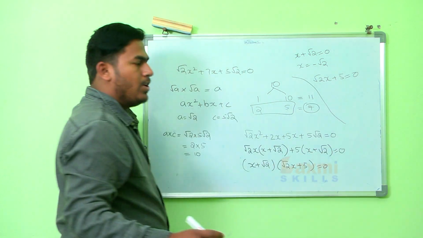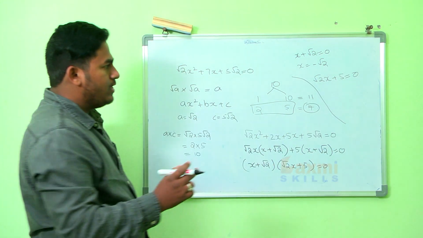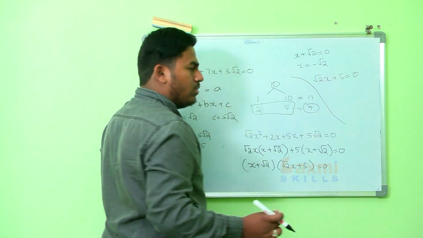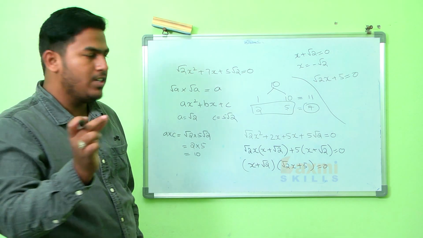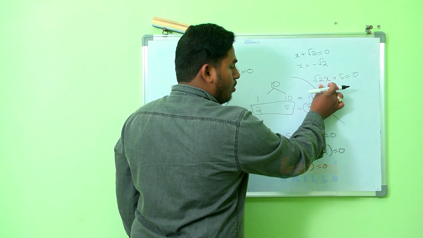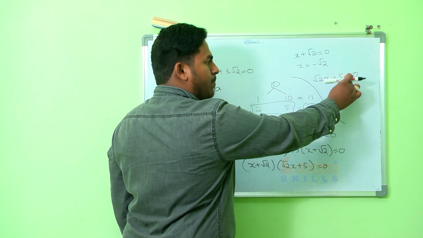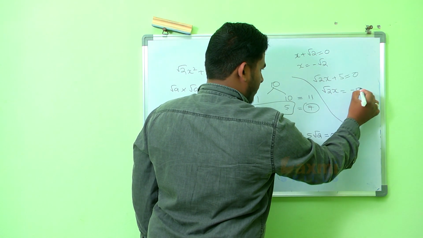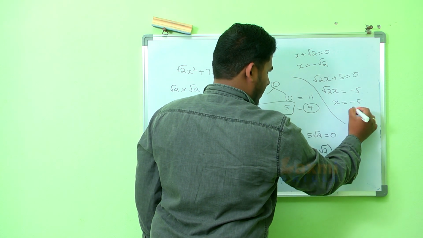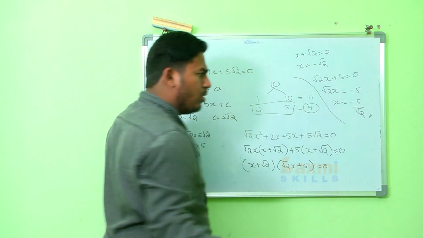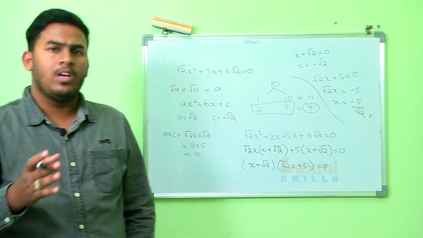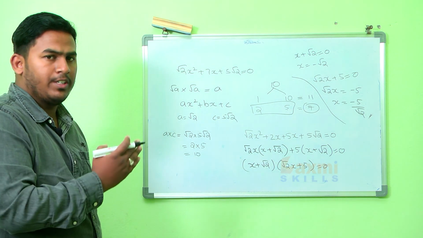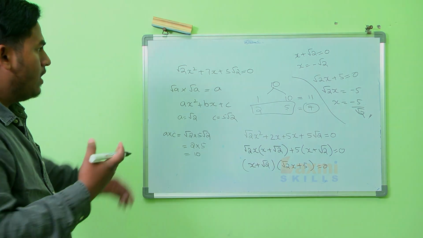Here you need to keep in mind that these terms are different. This is one term and this is another term. The x part which we are going to find is in the first part, so we send the remaining part to the right side. That is root 2x is equal to minus 5 and x is equal to minus 5 by root 2. So in this way you are going to solve root value quadratic equations. Don't get tense, follow these steps and you are going to get your answer.